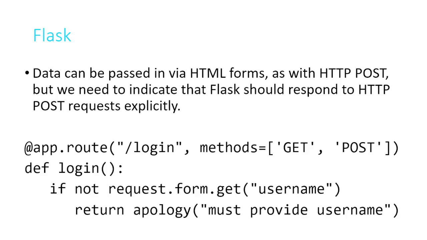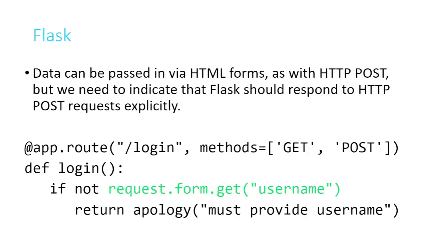Then I'm defining my login function, and I'm saying if not request.form.get("username"). Using get here is unfortunately a side effect of Python. That does not mean we're using the GET method here. Basically what I'm asking for is go and retrieve, literally using get in that context, go and retrieve from the form the field called username. And here I'm saying if it doesn't exist, apologize to the user, say they need to supply a username.